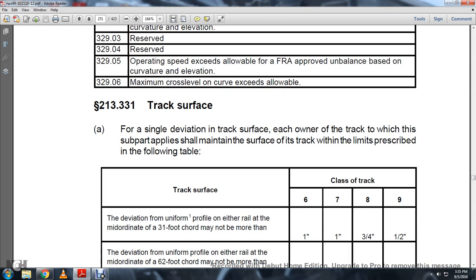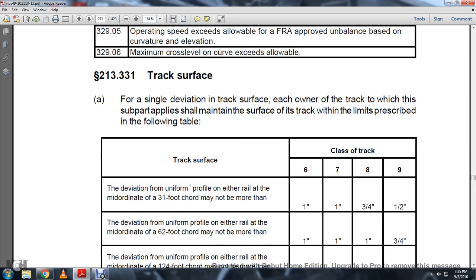213.331 Track surface. For a single deviation of the track surface, each owner of the track to which the subpart applies shall maintain the surface within the limits prescribed for classes 6, 7, 8, and 9. The deviation for uniform profile, either the rail mid-ordinate of a 31-foot chord, may not be more than 1 inch for classes 6 and 7, 3/4 inch for class 8, and 1/2 inch for class 9.